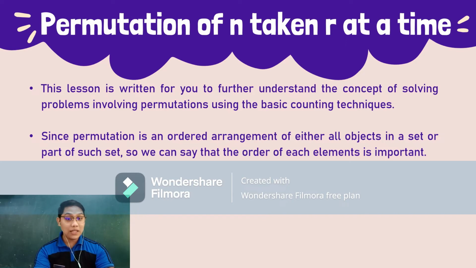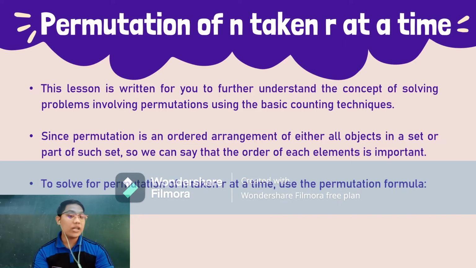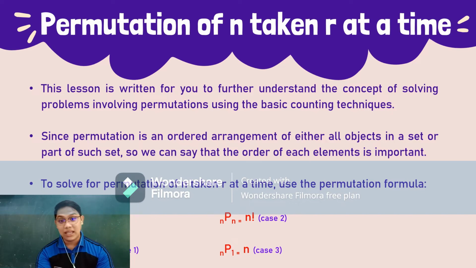So always remember this. In permutation, order of each element is important. To solve for permutation of n taken r at a time, use the permutation formula, which is this. As what I presented a while ago, the permutation of n taken r at a time is equal to n factorial over the factorial of n minus r.